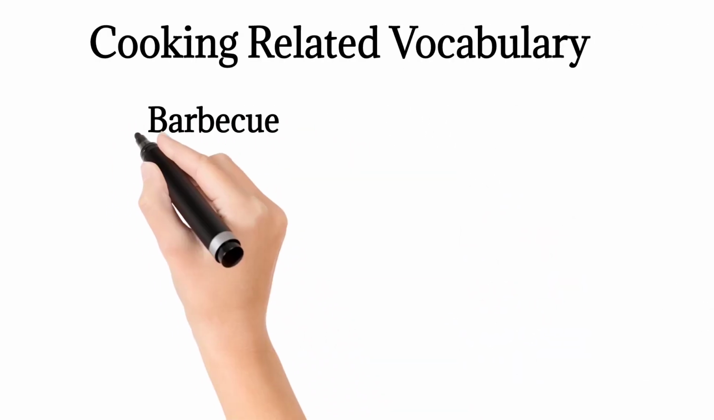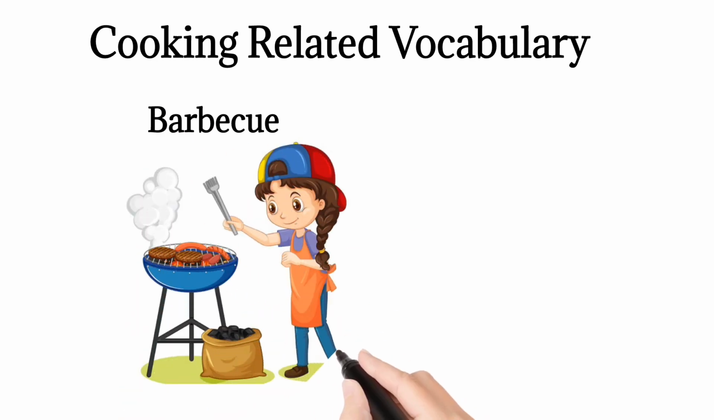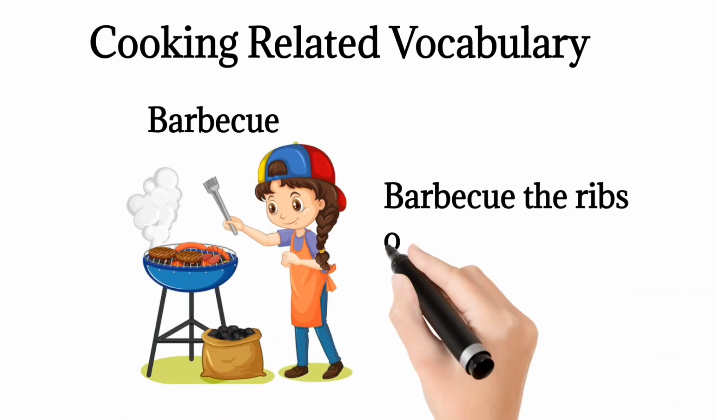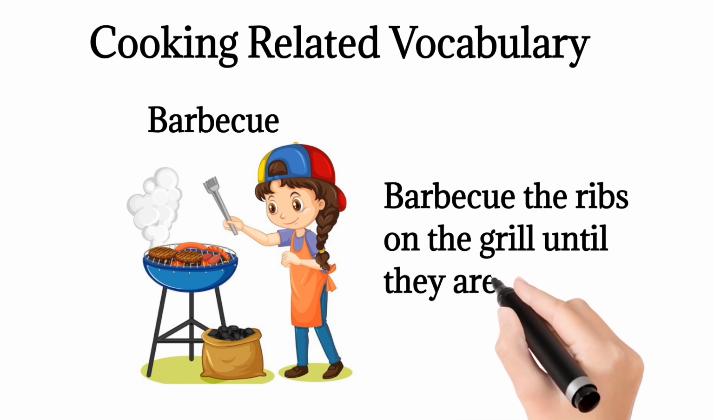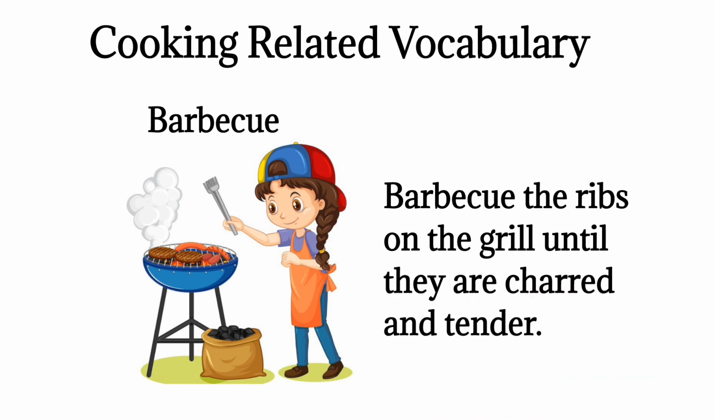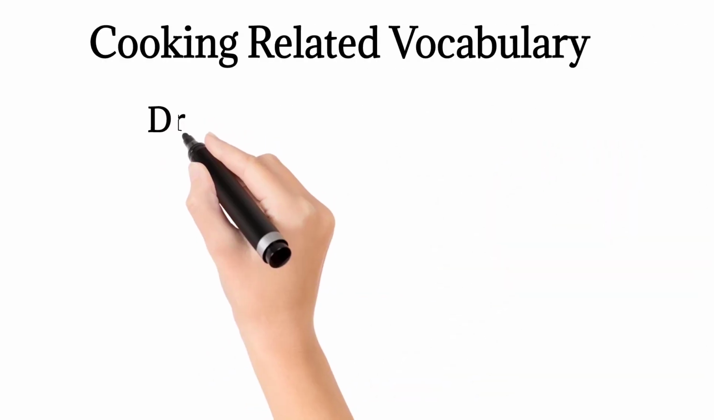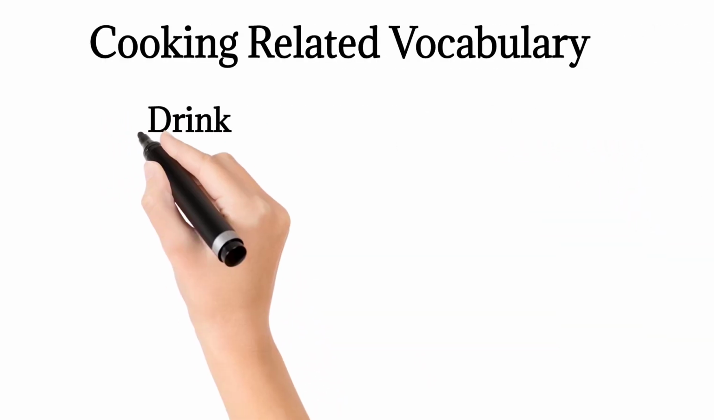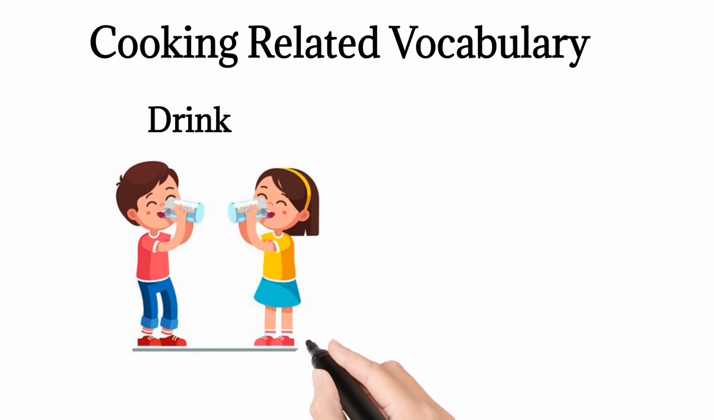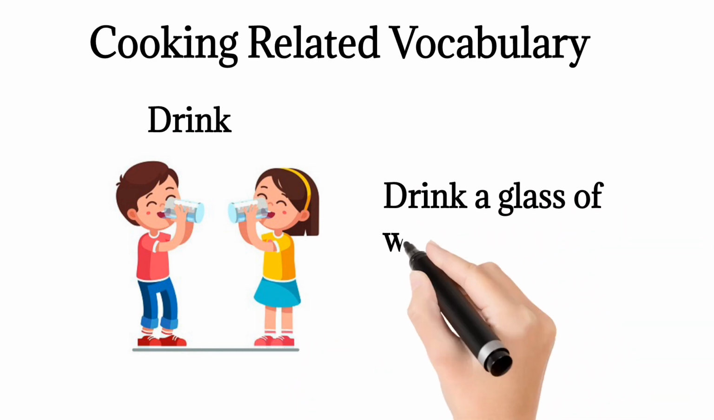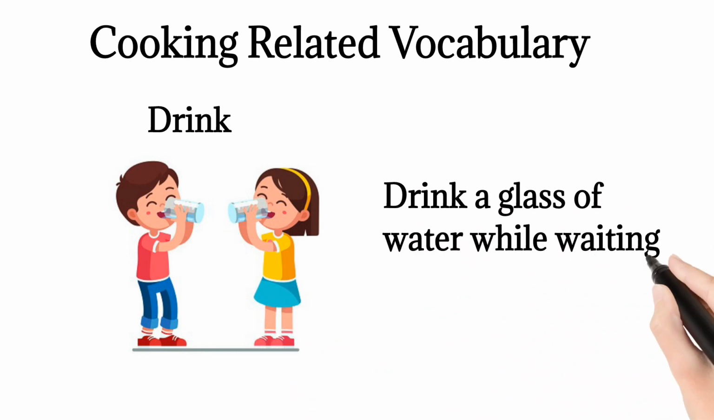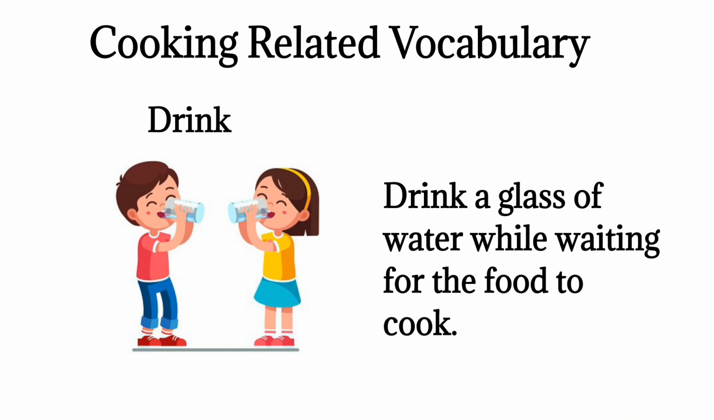Barbecue. Barbecue the ribs on the grill until they are charred and tender. Drink. Drink a glass of water while waiting for the food to cook.